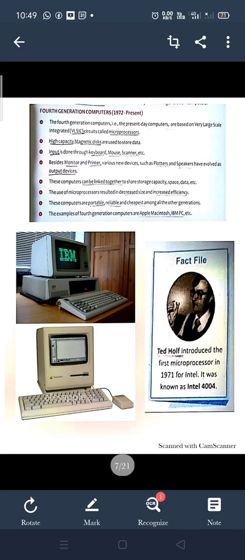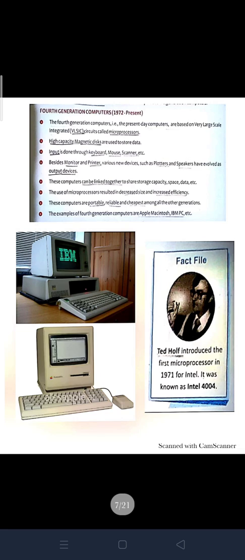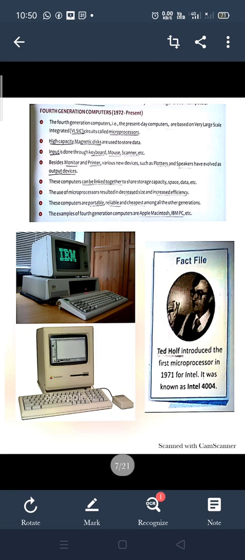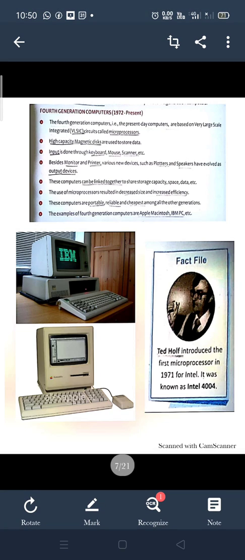They were reliable, children. These computers use a magnetic disc of very high capacity. Just like the previous third generation, they also use magnetic disc, but here the capacity increased. And the major technology used was microprocessors. And what are microprocessors, children? These are ICs only, integrated circuits, chips only, but with VLSI, that is very large scale integration.